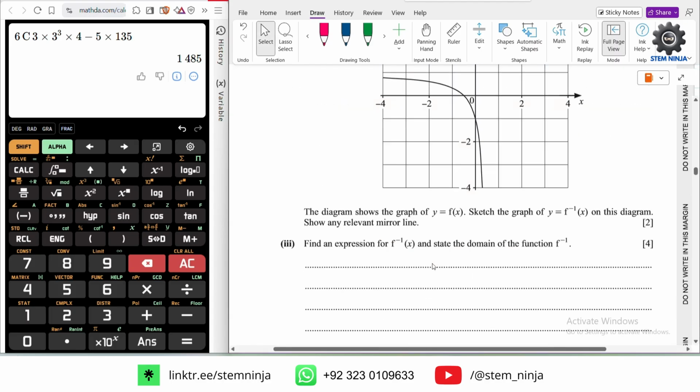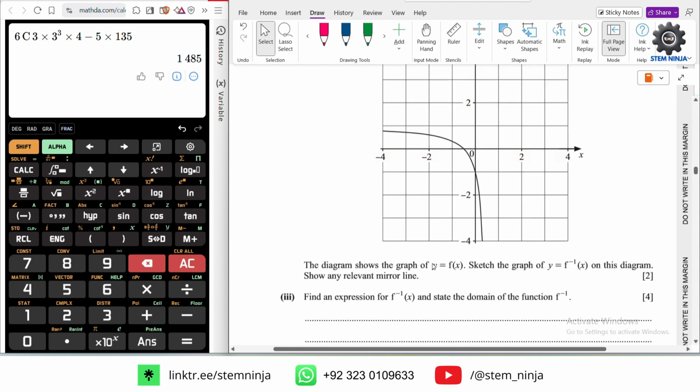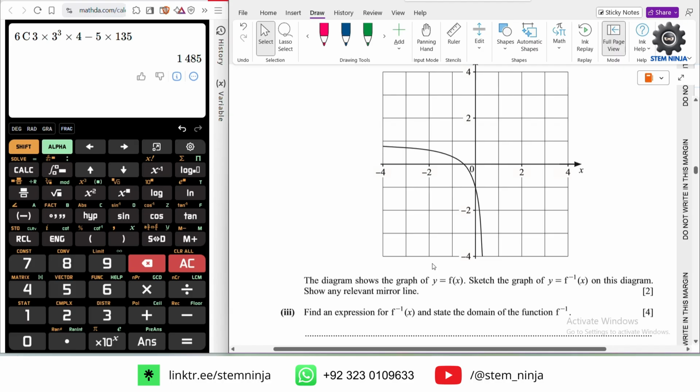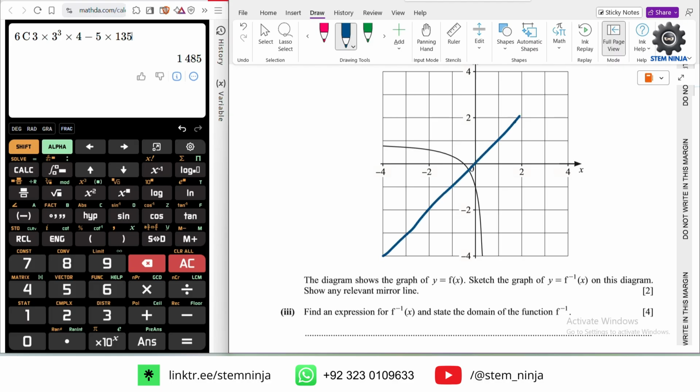Okay. The diagram shows the graph of y is equal to f of x. Sketch the graph of y is equal to f inverse of x on this diagram. Show any relevant mirror line. Okay, so the mirror line is basically y equals x. So this is your y equals x mirror line.